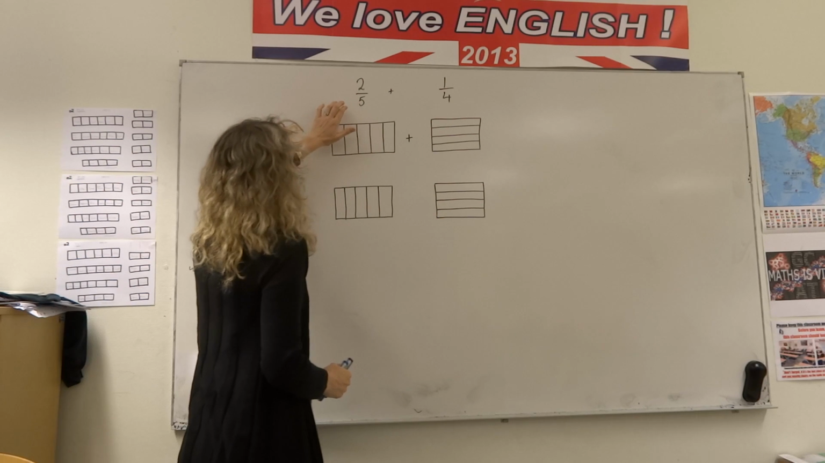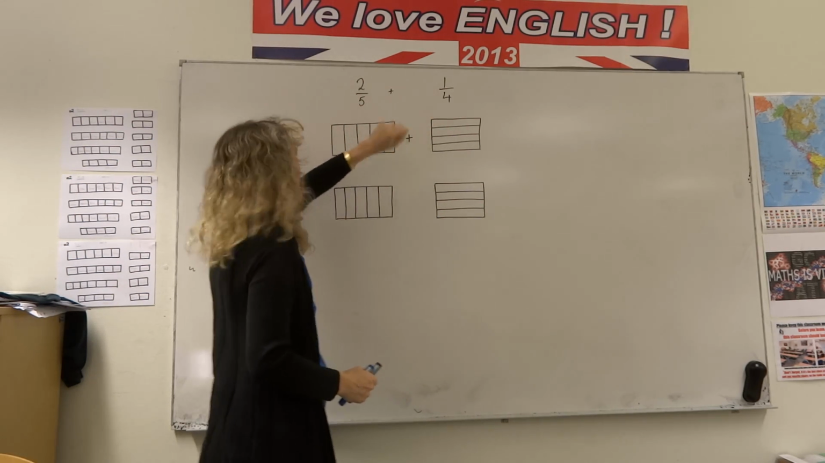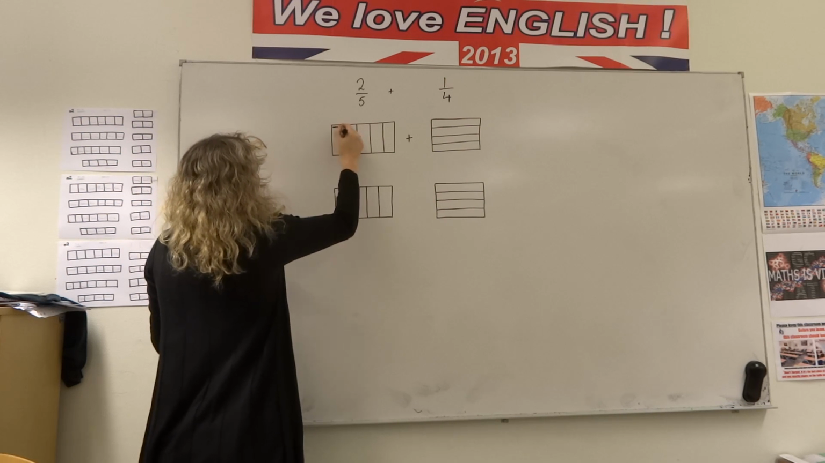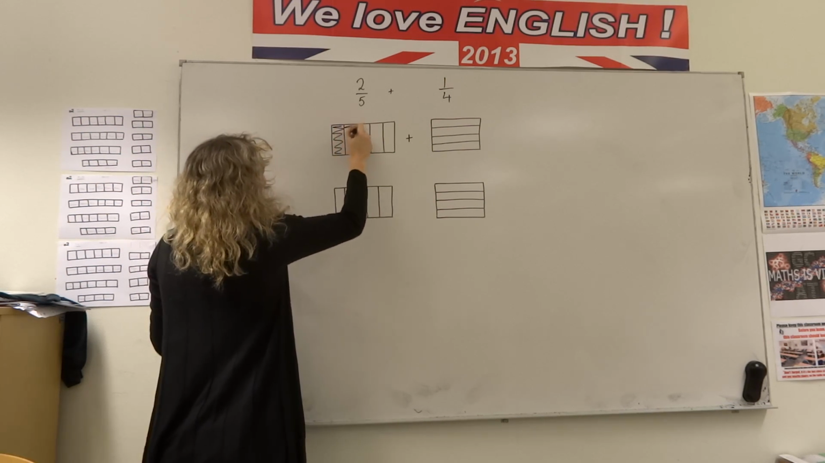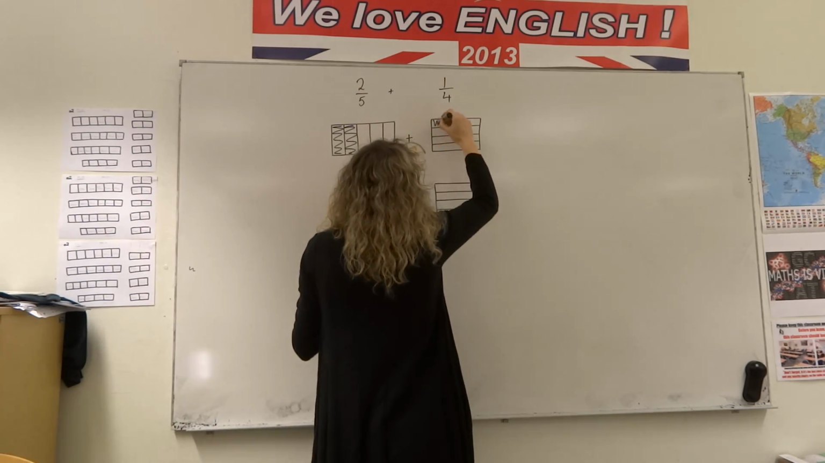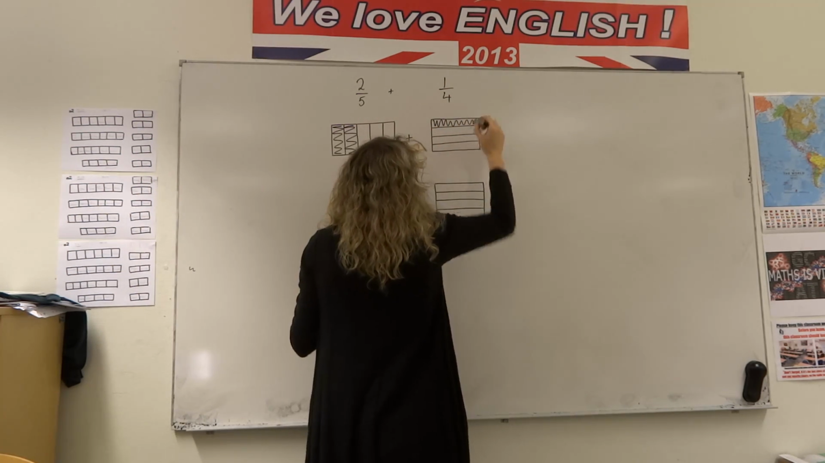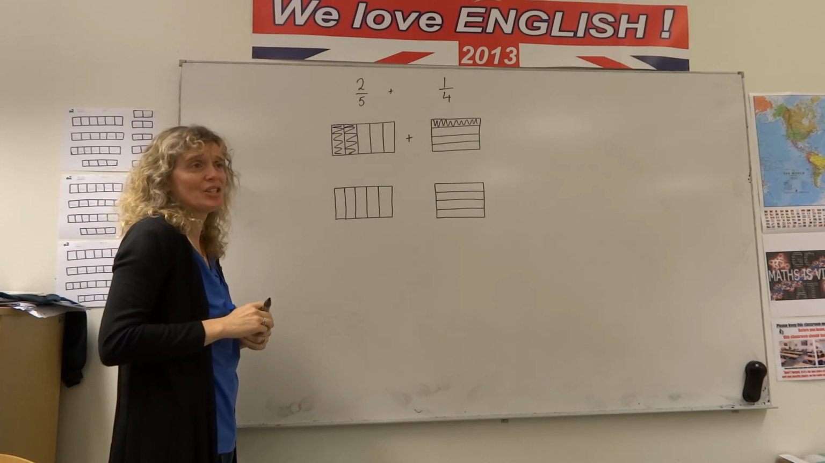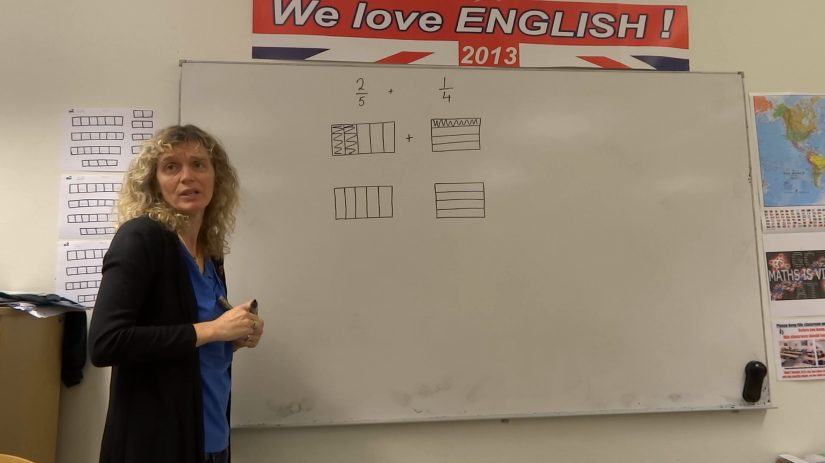To explain a little bit about why you need to have the same number on the bottom. If we were going to try and add these two fractions here, we have 2/5 of this block, and we'd like to add it to 1/4 of this block. It would actually be very easy to do this if we just put it in decimal form instead.